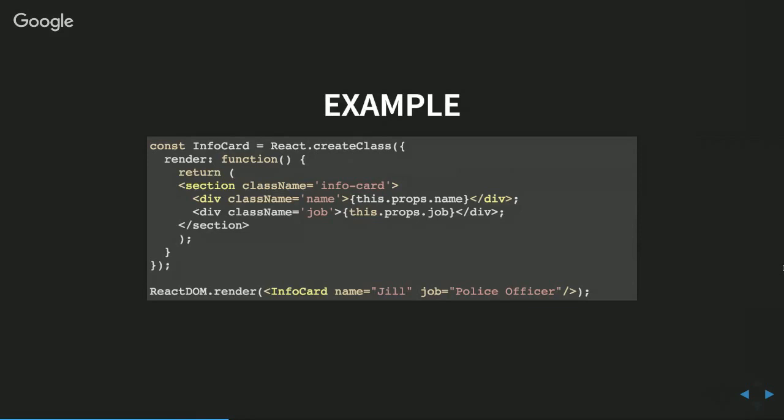So what's happening here is down at the bottom where it actually renders out the info card, we're passing in the name Jill and the job police officer. And then inside, you can see there, you have the interpolation in between both of the divs. And that's where we're actually plugging in the prop. So the result of this, right, is that you'll just get a little section widget, right, that has 2 divs inside, but with the props that you passed in.